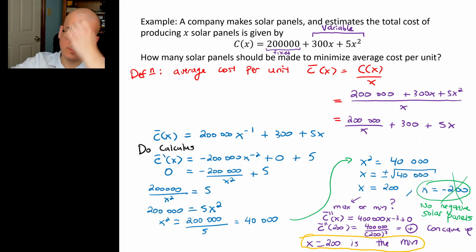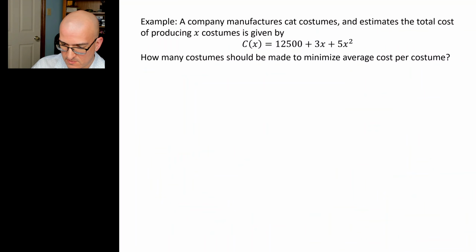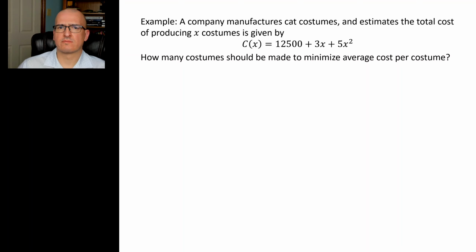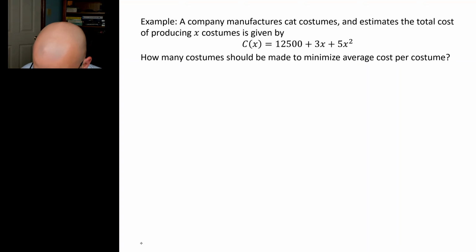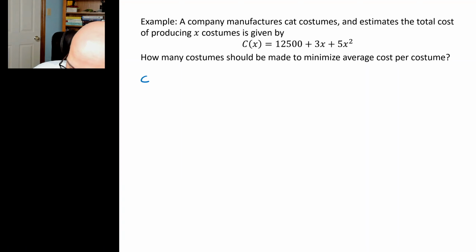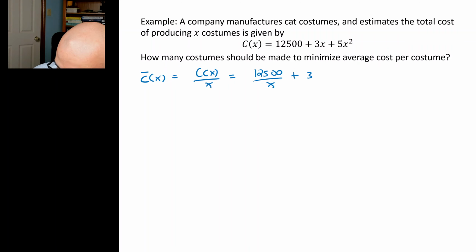All right. Next question. Same setup, except it's cat costumes. A company manufactures cat costumes and estimates the total cost of producing x costumes is given by 12,500 plus 3x plus 5x squared. How many costumes should be made to minimize average cost per costume? So we're going to start the exact same way. We make our average cost function, C bar of x, is C of x divided by x. So we have 12,500 over x plus 3 plus 5x.